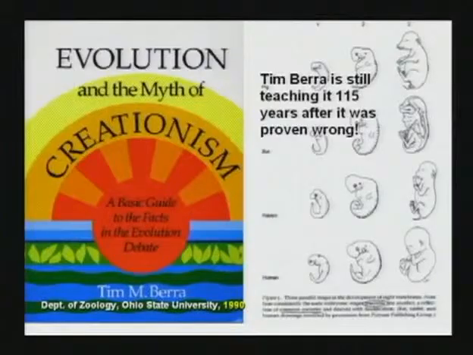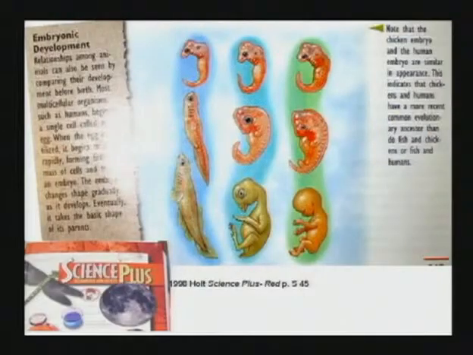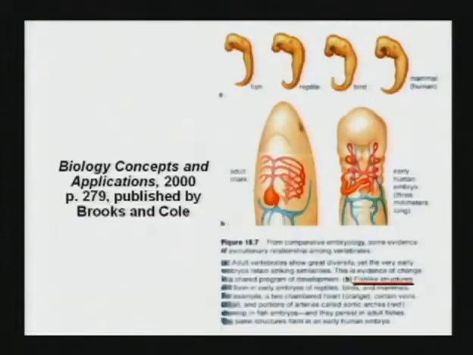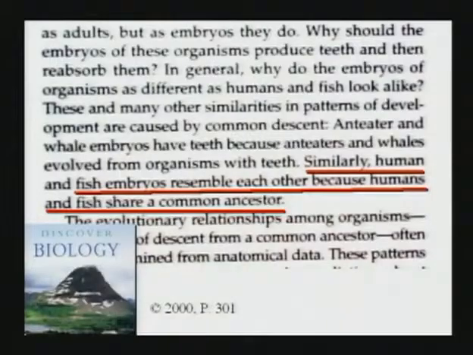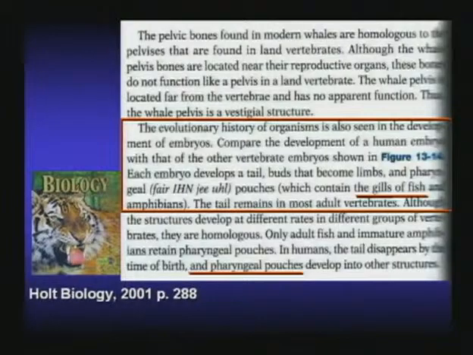2004 textbook, still has it. 2005 textbook, and I pronounced it wrong as Chickasha, not Chickashaw, Chickasha, Oklahoma. I got corrected during the break. Still teaching the baby has gill pouches. Notice, for example, gill pouches, okay? Gill slits on the embryo.